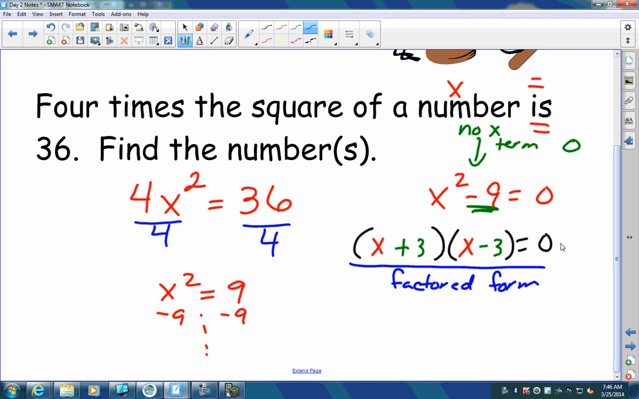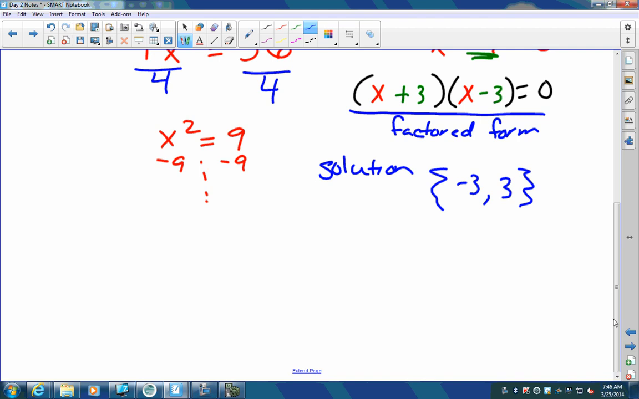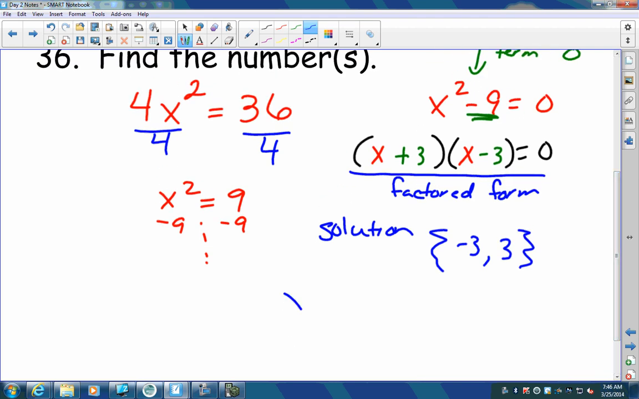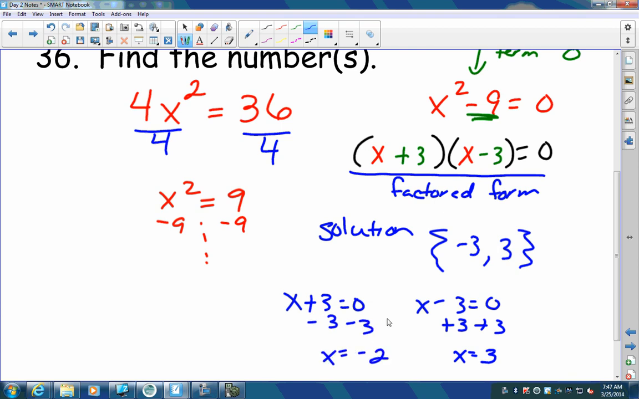Now, to find my solution, my numbers, well, if you look at this, I'll write it in set notation, -3 and +3. Ms. Crawford, you said that they're not the exact numbers in there. They're not. If I set those equal to 0, x plus 3 equals 0, x minus 3 equals 0, it's still going to give me +3 and -3. How about I write a 3, not a 2?